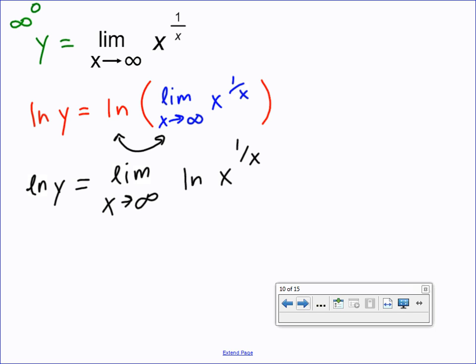And now we can utilize our logarithmic properties. Did you see that? That's pretty sweet. Because now we can bring that exponent down with the variable expression in front as the multiplier. So that's pretty cool. Let's go ahead and keep our L and y. Let's keep our limit. Let's bring down our exponent.